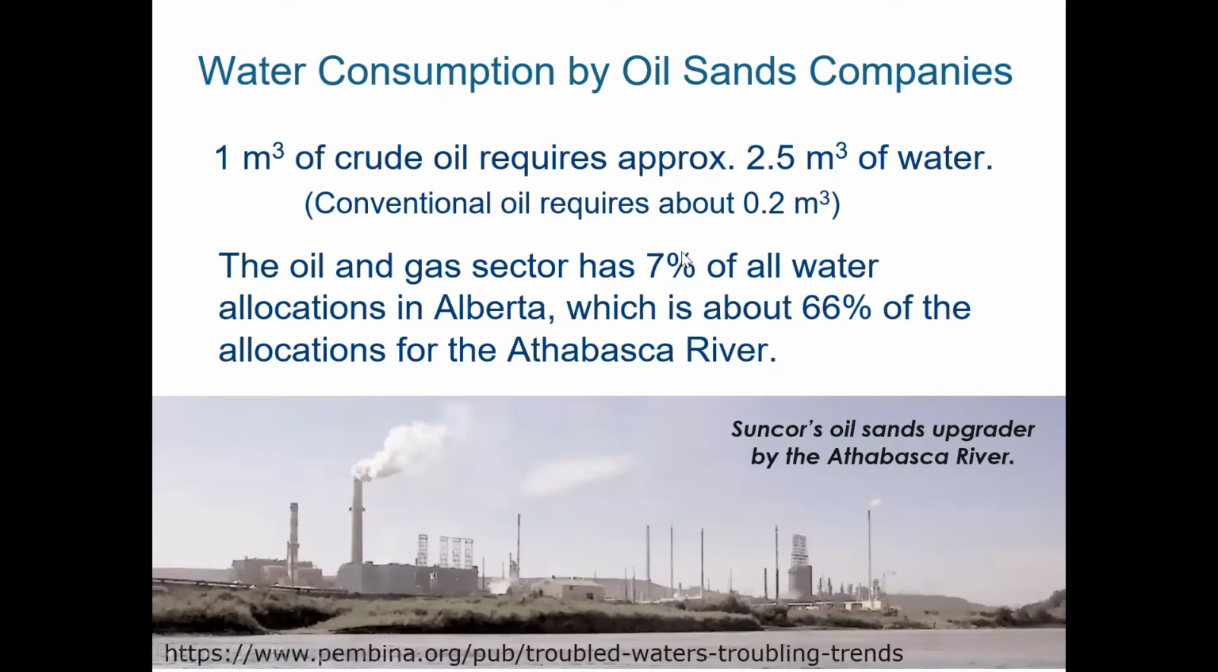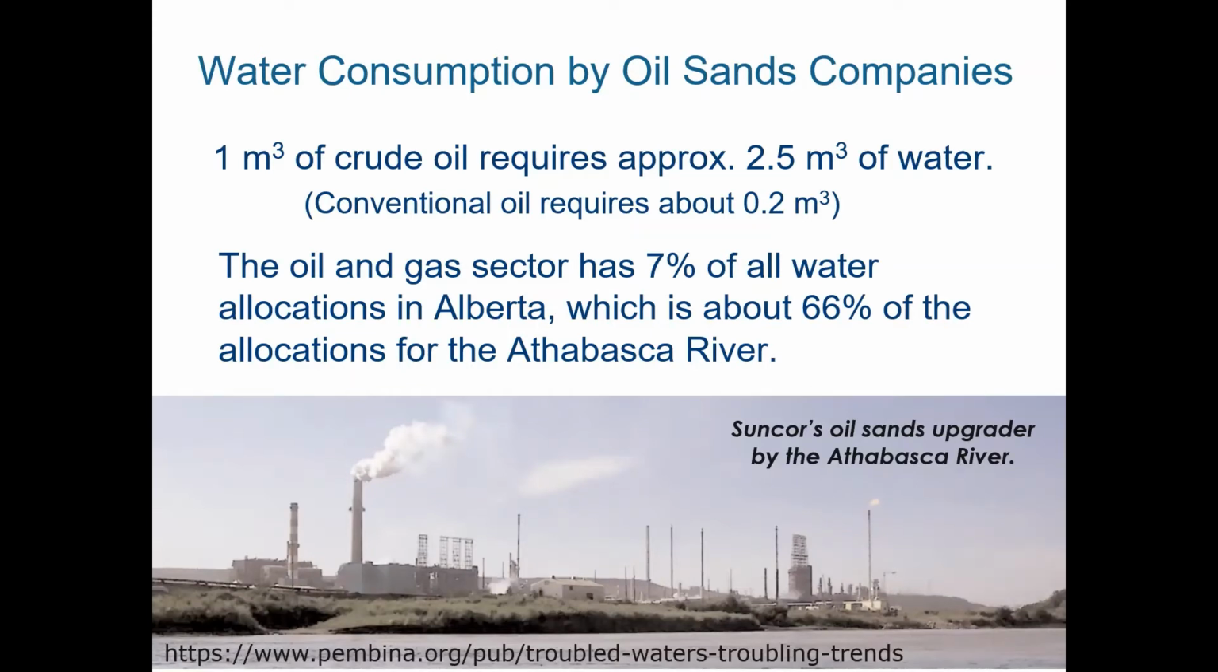So one thing that I was trying to look up some numbers for was water consumption by the oil sands companies. And you can see the link I have there. This is from the Pembina Institute. I was using their numbers. There are a few other sources I was finding numbers, and this number of 2.5 cubic meters per 1 cubic meter of crude seemed to be about the average number people were quoting.